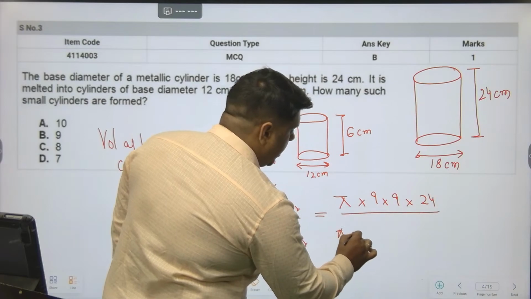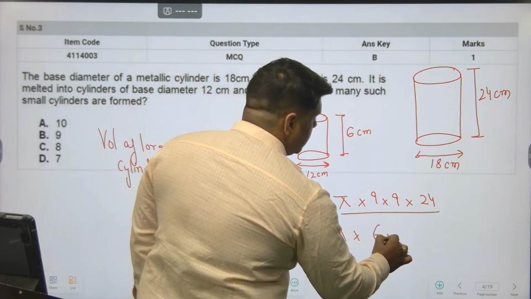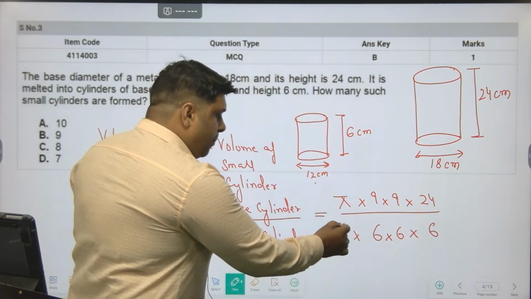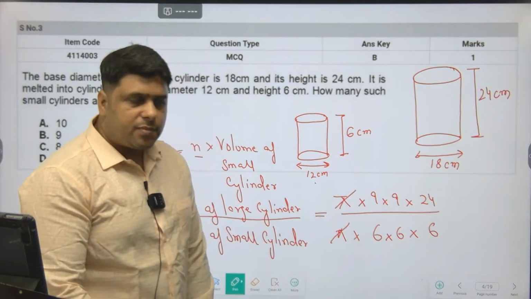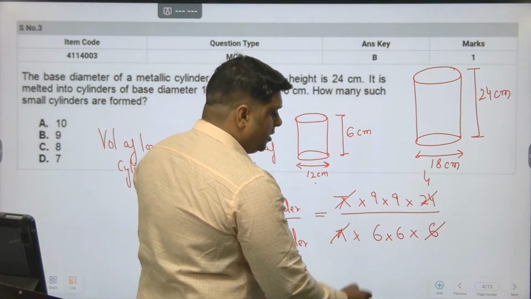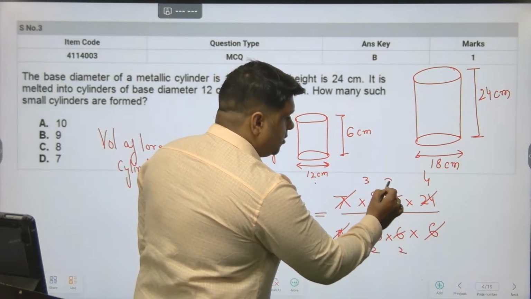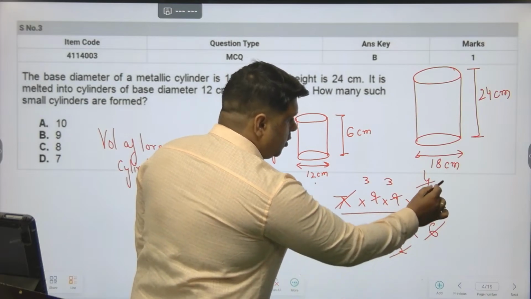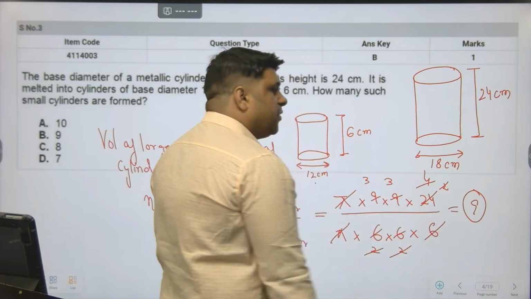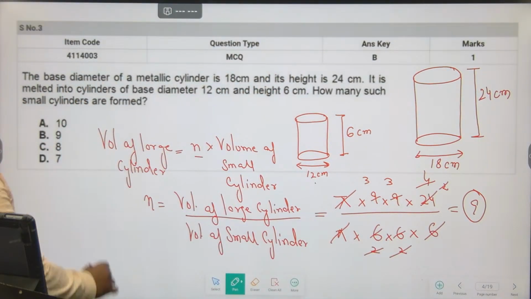Similarly, pi into 12 is the diameter, so radius is going to be 6. So 6 into 6 into 6. From pi we can cancel out pi. This 6 will cancel out this one. This is 4, so 3 2 3, 3 2 3, this 2, this 2 and 2. So we are left with 9. So 9 is our answer. 3 into 3 is equal to 9. So our answer is B.